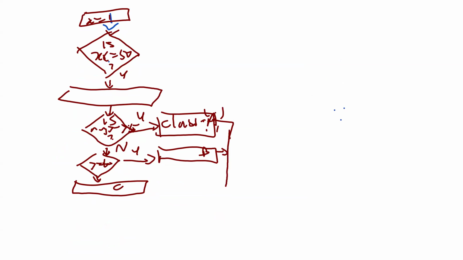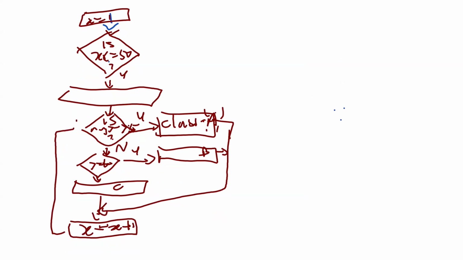Now you add 1 to x: x equals x plus 1, then go back up to the loop condition. All of you, is that clear? Yes, good.